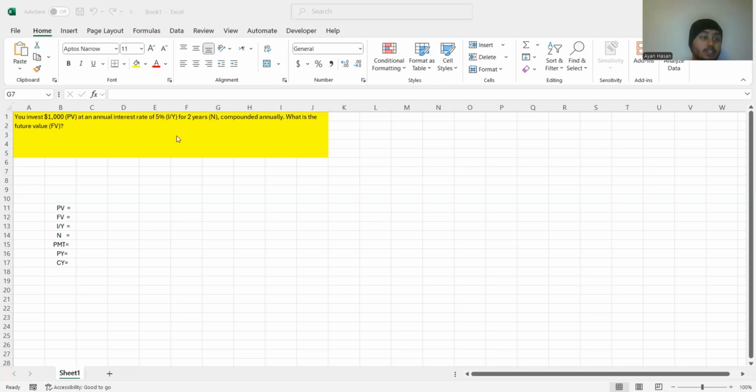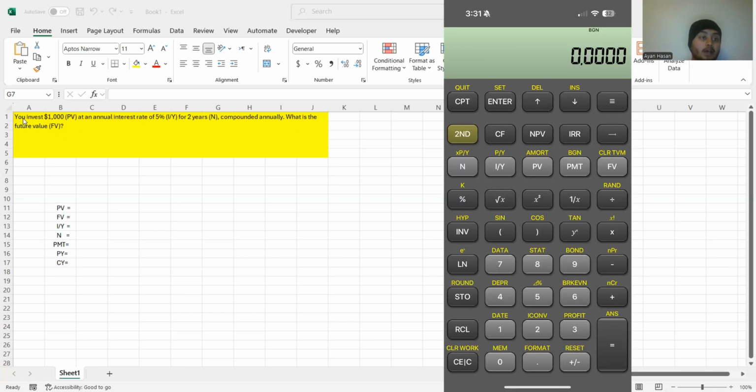So our question is: you invested $1,000 at an annual interest rate of 5% for 2 years, compounded annually, and what is the future value? According to my analysis, we have to find the future value. We invested $1,000, so first we have to draw a timeline. Let's go.